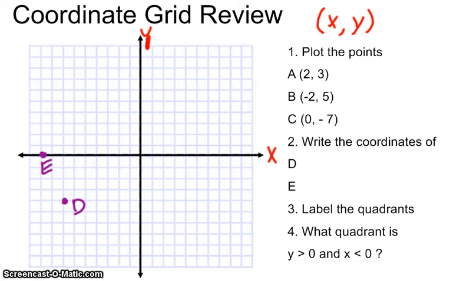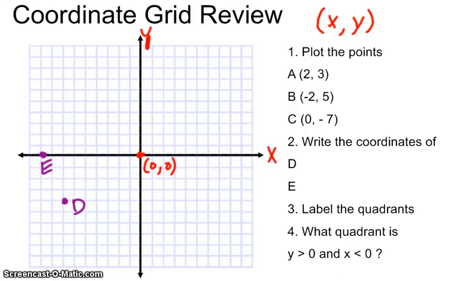Now, where the x and the y-axis cross is called the origin. It's right in the middle, okay? And it has the coordinate 0, 0. It's not going anywhere on the x-axis. It's not going up or down on the y-axis. It's right in the middle at 0, 0.